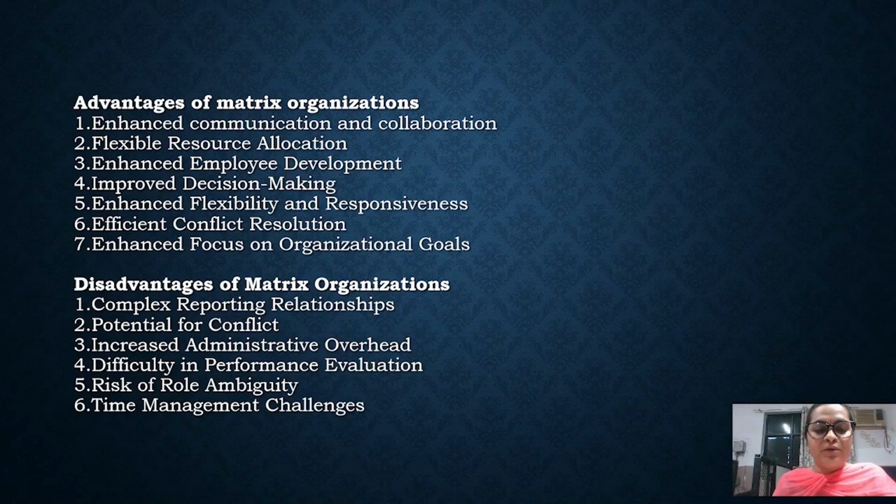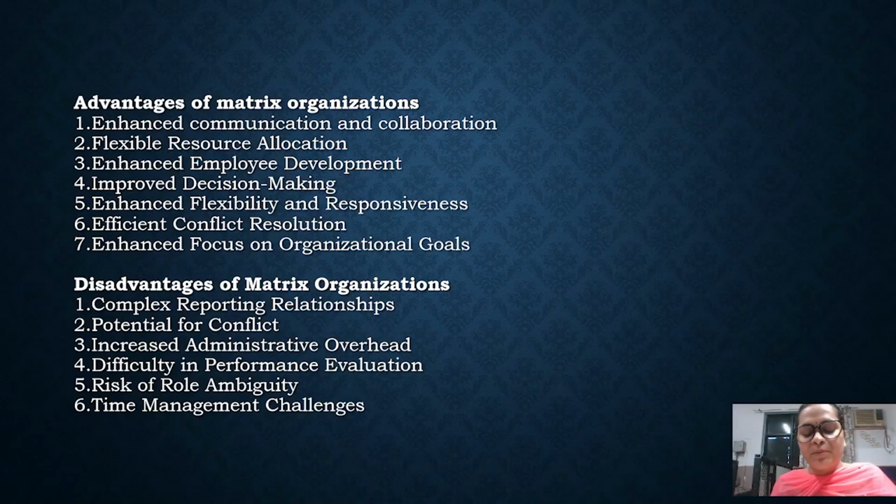Employees will be encouraged to think outside the box and will develop new solutions. They will be able to lead to a more innovative organization.